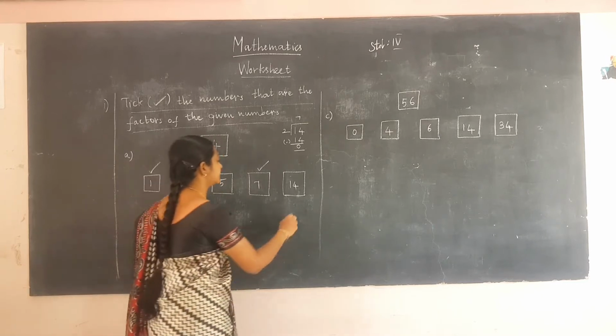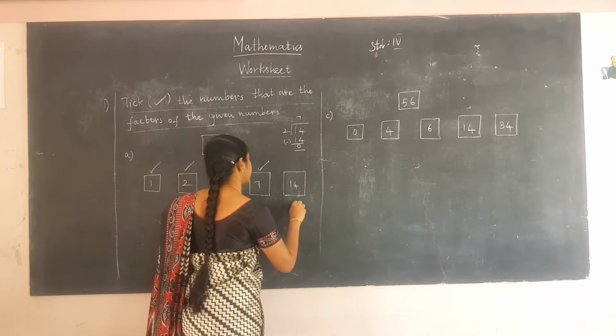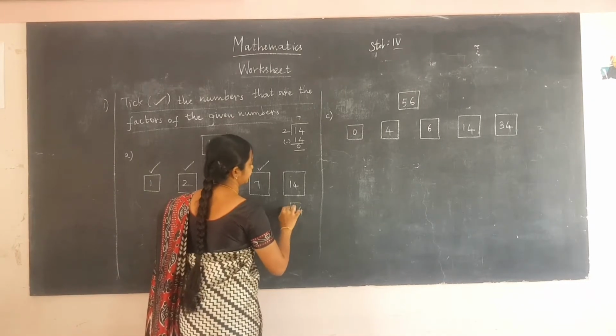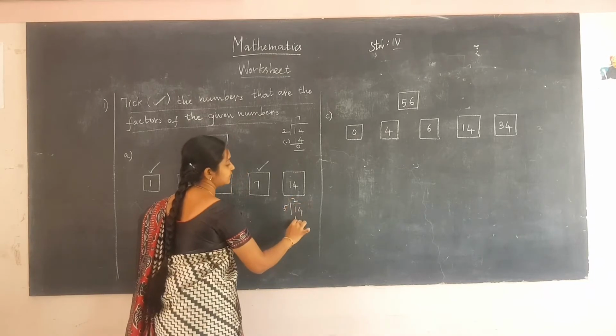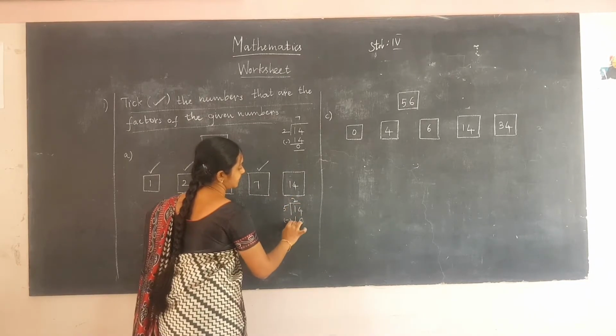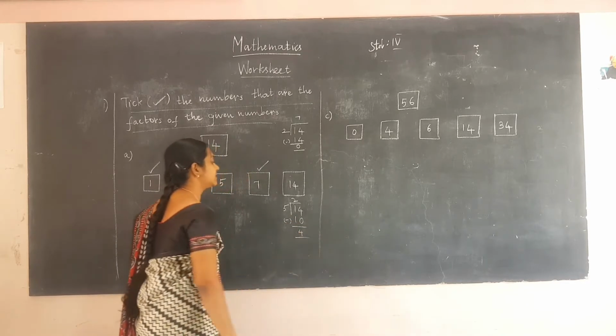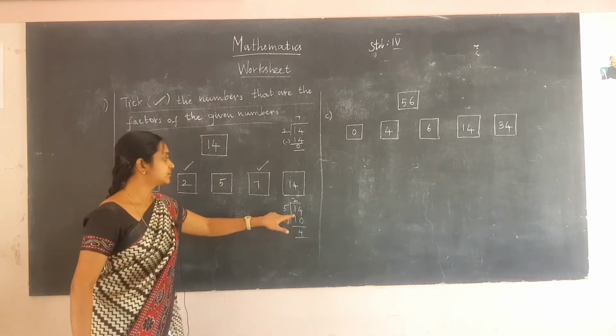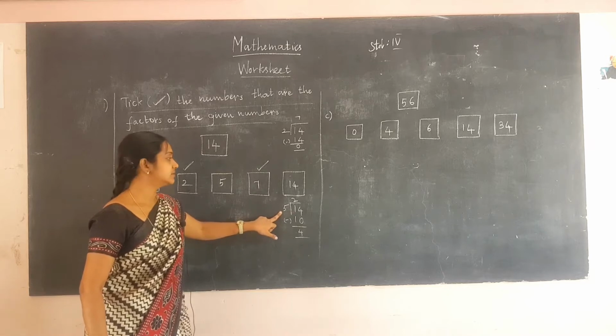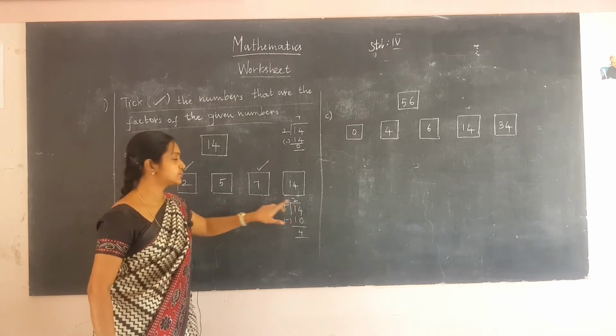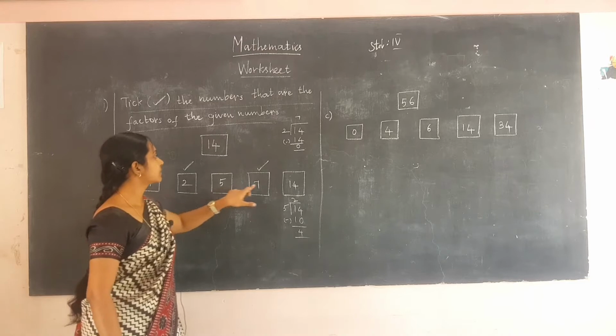Next, the number is 5. So divide 14 by 5. 2 into 5 is 10. 14 minus 10 is 4. So in the remainder we have 4. 5 does not divide 14 exactly. So 5 is not a factor.